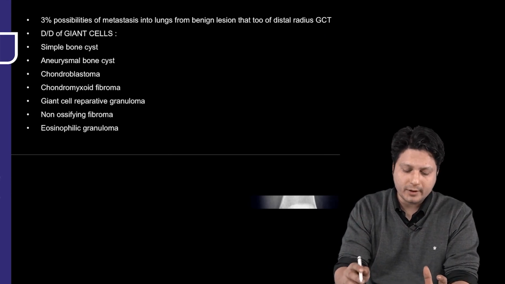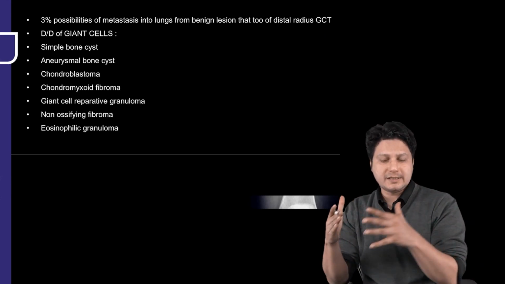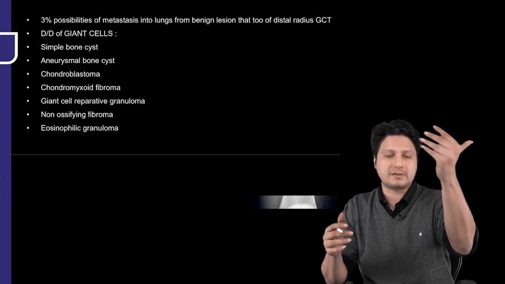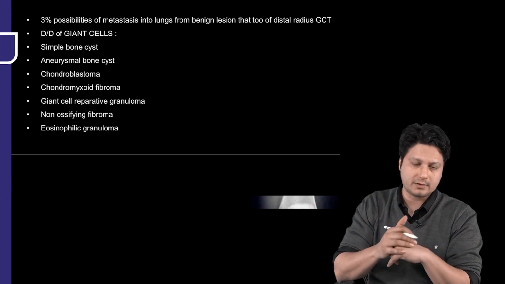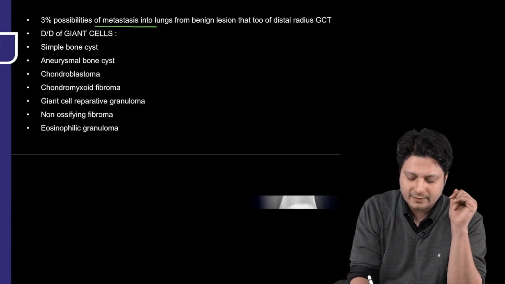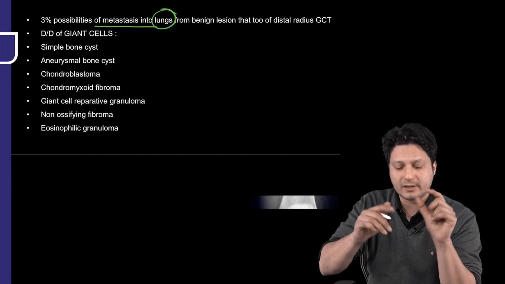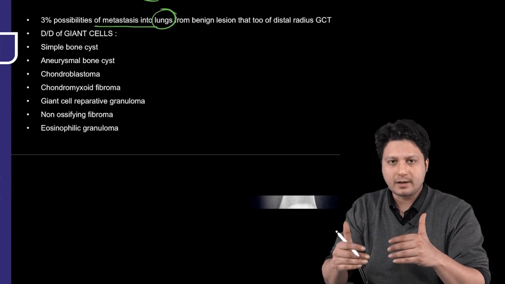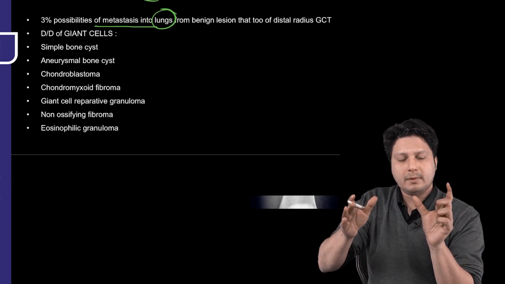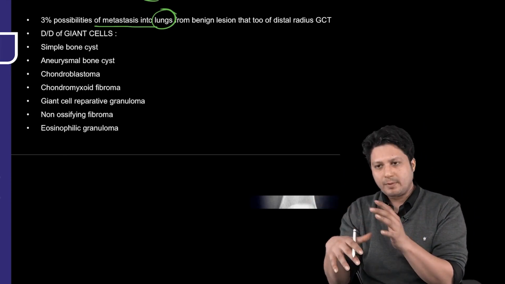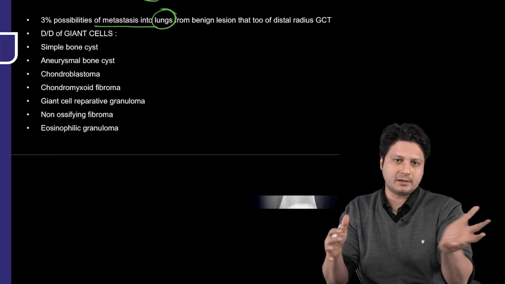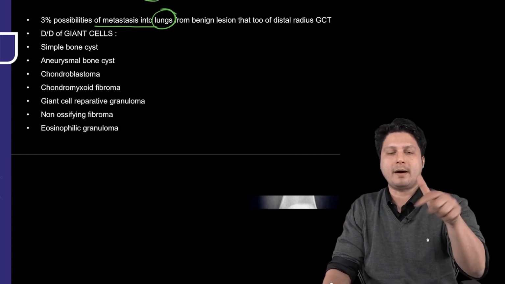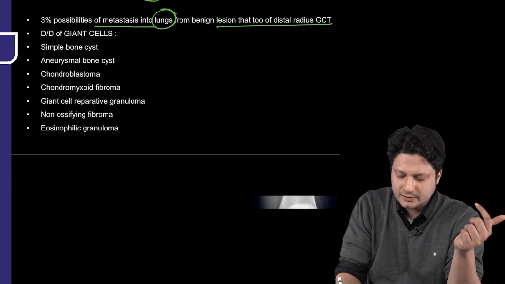Next, a very important point is that 3% of primary GCTs, which means benign GCTs, can metastasize to involve distant organs. The 3% possibility of metastasis is mainly into the lungs, because the lungs are considered the most common distant organ receiving metastasis. Alright, so 3% is the possibility. But out of all the GCTs, which could present in the distal femur, proximal tibia or any other location, distal radial GCT is most likely to spread into a metastatic lesion.